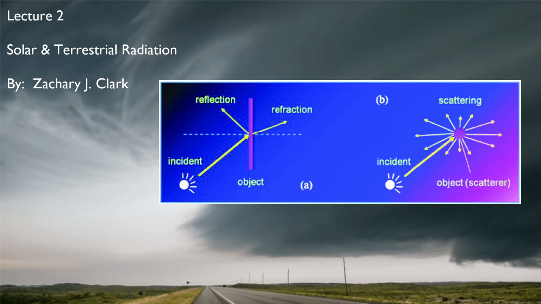20% of EM radiation is absorbed directly in the atmosphere, primarily by ozone in the stratosphere, oxygen and nitrogen in the thermosphere, and water vapor and clouds in the troposphere. 50% of electromagnetic radiation is absorbed by land masses and oceans.